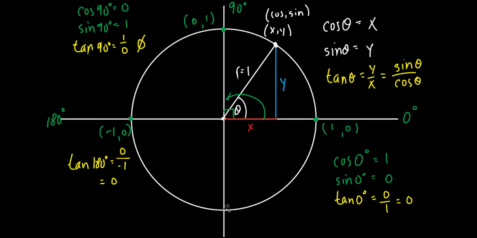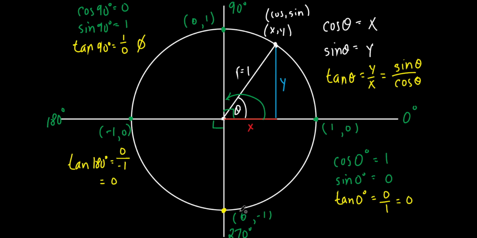What about this one right here? How many degrees is that? 270. Very good. Because it's 180 plus what? Another 90. All right, that's 270. What's your ordered pair at this point right here? 0, -1. Okay. What's the cosine of 270 degrees? 0. Just by looking at this unit circle.